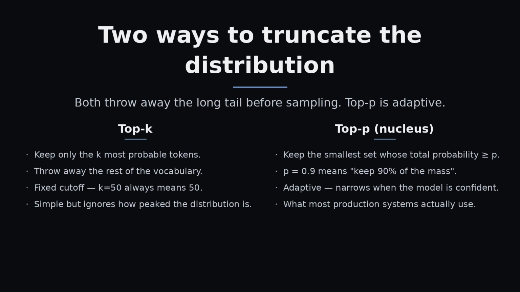So if the top token is already at 90% probability, top P keeps just that one. If the distribution is flat across many tokens, top P keeps a wider set. Top K is a fixed cutoff. Top P is adaptive. In practice, top P plus a moderate temperature is what production systems actually use.